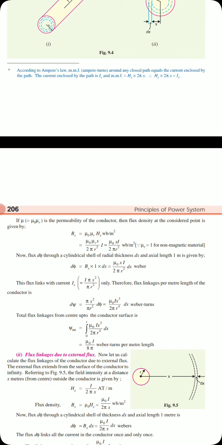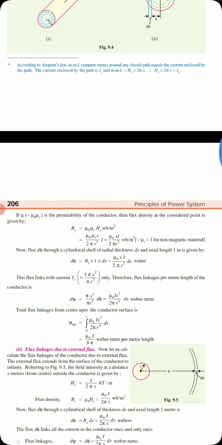Total flux linkage from the center up to the conductor surface, that is the internal flux linkages, is given by, this Ix is for only the particular area. Now inside the total conductor we can take ψ internal as the integration from 0 to r of μ0 I x³ by 2π r⁴ dx, and after integrating and putting the higher limit r and lower limit 0, we will get μ0 I by 8π Webers per meter length.